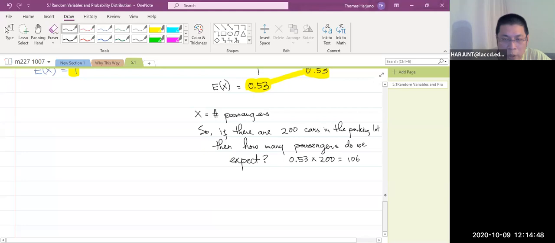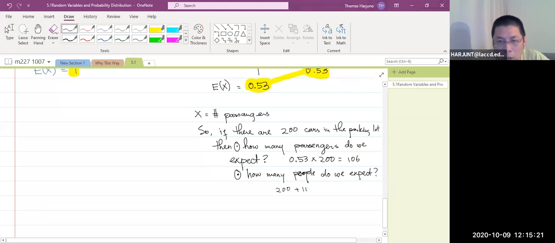Each car should have one driver. Then how many people do we expect in the mall, not counting people coming on bikes, just looking at the sedans? Then we know there are 200 plus 106 people we expect. It can be more, it can be less.